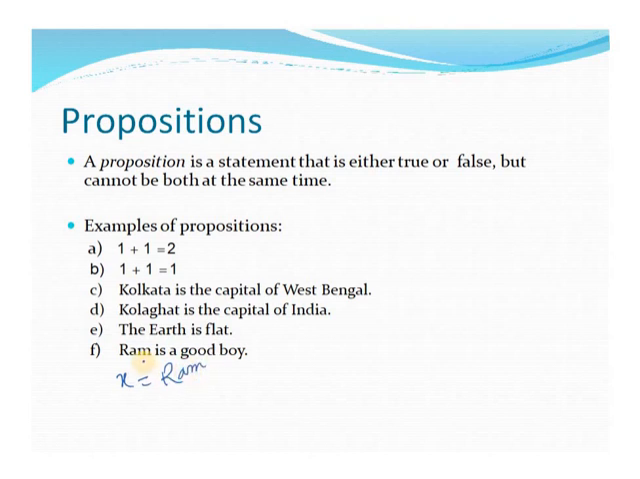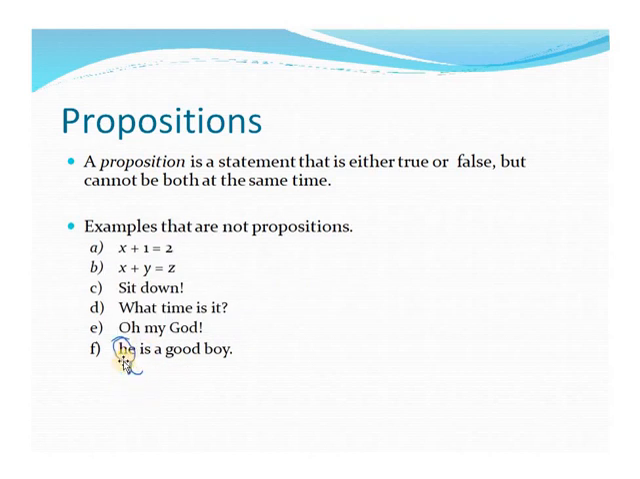The moment you put a definite person, then you can definitely say that either this person will be good or this person will be bad. But it cannot be possible that this Ram will be good and bad at the same time, which is not possible here because he can be anybody. So if I put Ram, he can be a good boy. If I put Sam, he can be a bad boy. So it totally depends on he, which is nothing but a variable.